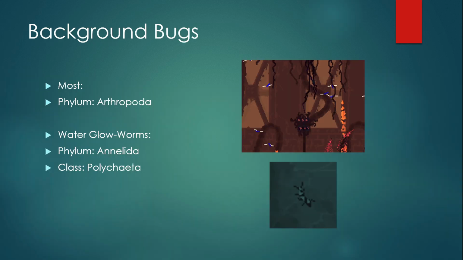Alright, the background bugs. Most are in phylum Arthropoda. We can't see that many details, so it would be difficult to classify them any further. The water glowworms, however, seem to fall under phylum Annelida and class Polychaeta, or the polychaetes, because of their mode of mobility, living conditions, and their specific way of moving around, resembling polychaetes.